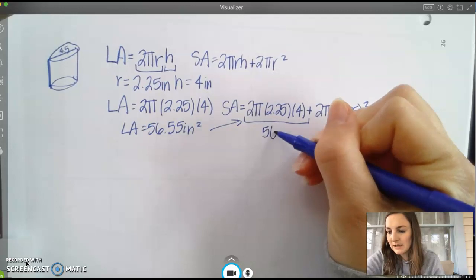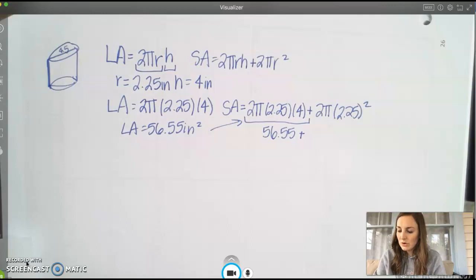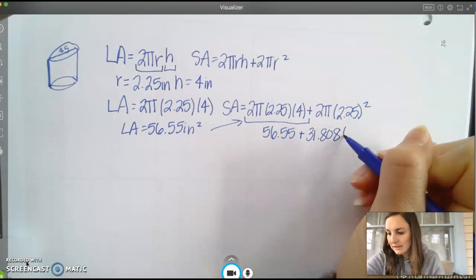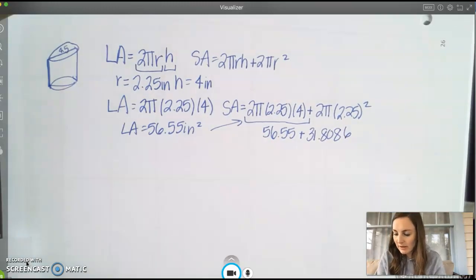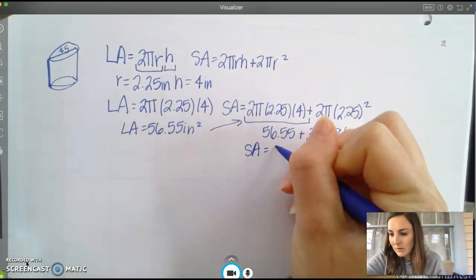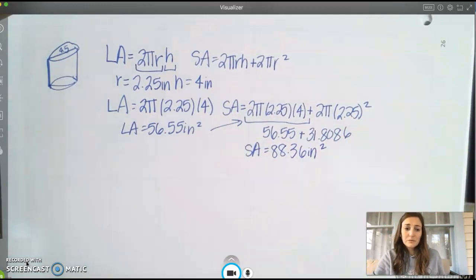So 56.55 plus, and then I do 2 pi. Make sure you're only squaring the 2.25. Okay? And that is 31.8086. And I'm going to add that to the 56.54866. So I get that my surface area equals 88.36 inches squared.